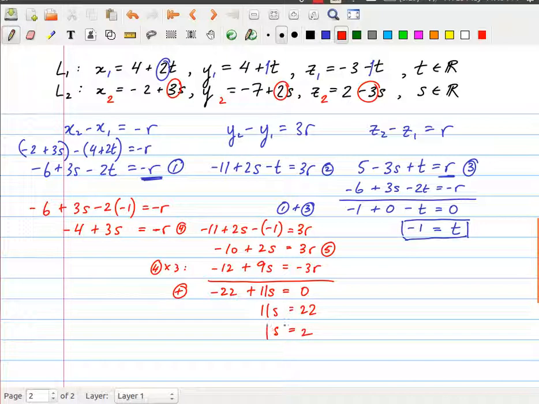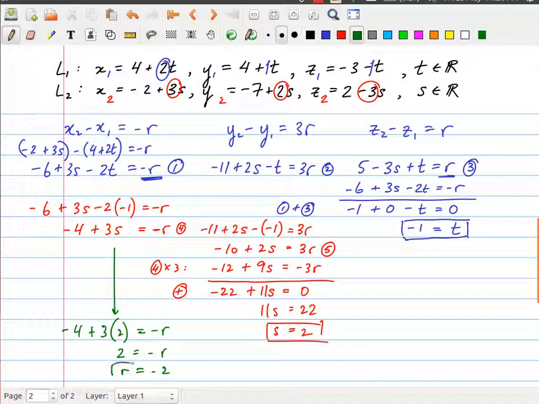And that gives me my second value. I have values now for t, and I have values for s. I haven't solved a value for r yet, but that's simple enough to do. I can just sub into equation number 4. Equation number 4 is going to become negative 4 plus 3 times s, which is 3 times 2, equals negative r. So negative 4 plus 6 is positive 2. So positive 2 is equal to negative r, which means r is equal to negative 2.